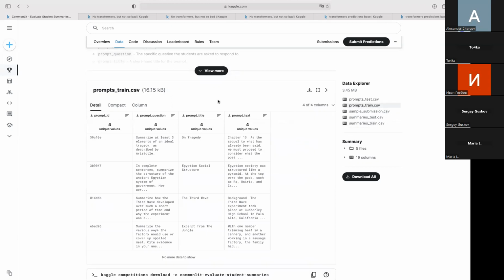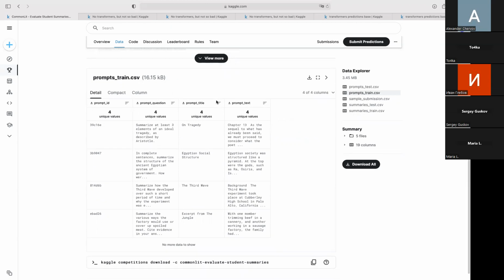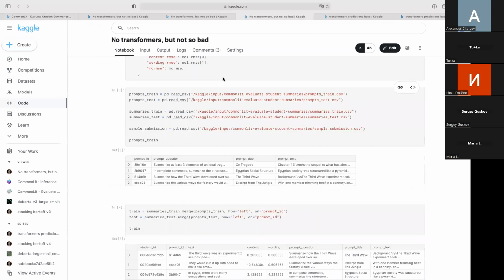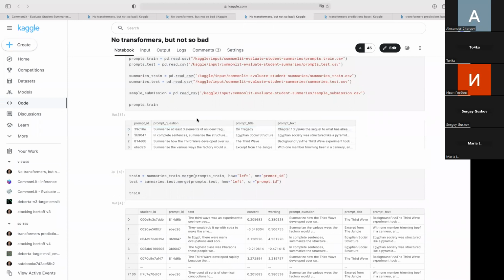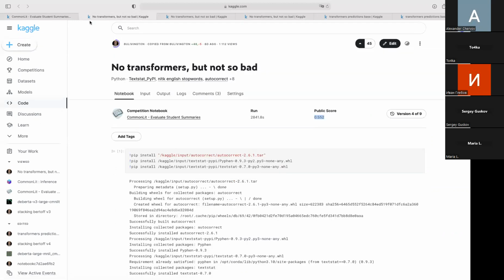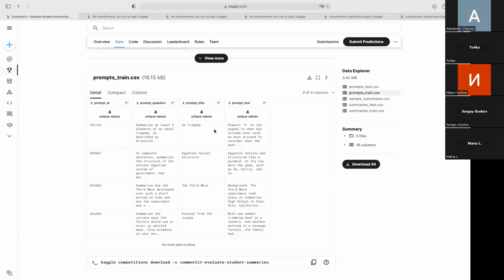But the other problem, as I said before, is that in the training data we have a very small number of unique prompt questions, prompt titles, and prompt texts. So I suppose that if we use the other text columns, our model can overfit to these several unique values of prompt questions, prompt title, and prompt text. So this typical approach of combining all text columns by a separator token and pushing it to transformer models isn't working, unfortunately. But maybe we can find another approach.